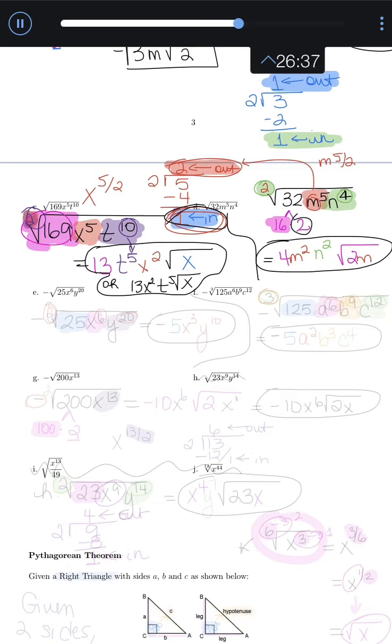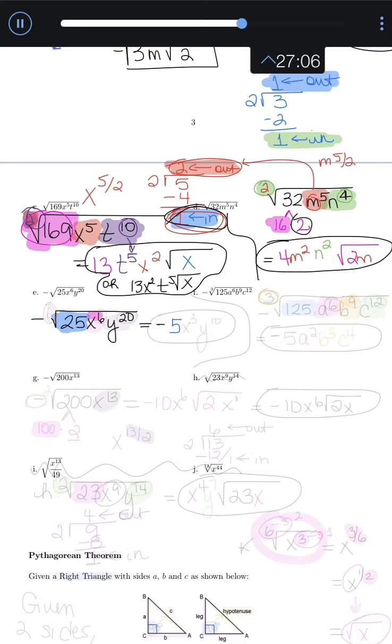Let's look at problem E. On problem E, we've got negative square root of 25, x to the 6th, y to the 20th. Let's take a look. So I have a square root of 25, which is going to be a 5. I already had a minus sign on the outside, but I can take the square root of 25, which is 5. That will come out completely.